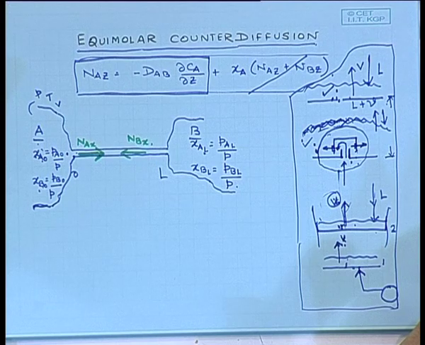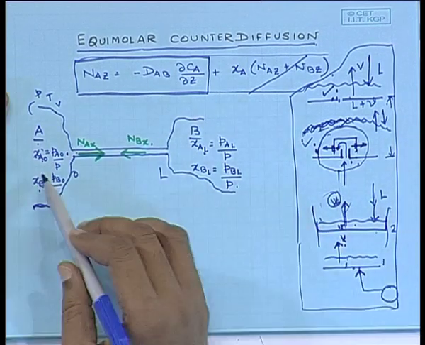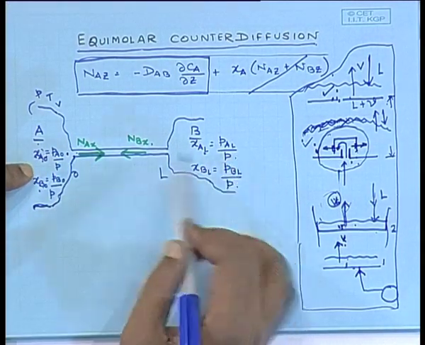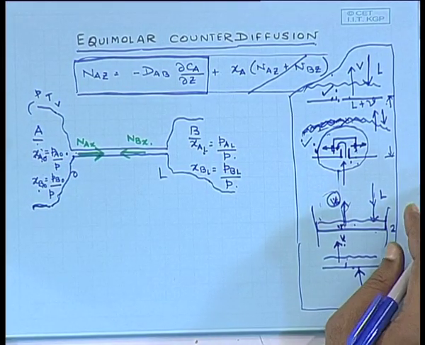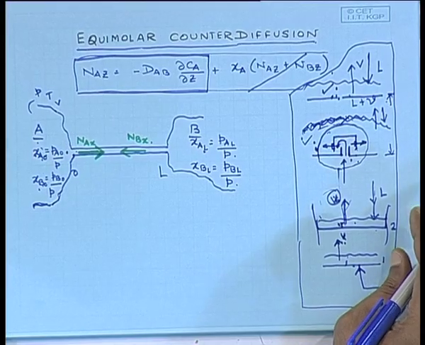So, both sides vapor is there, means only gas. You have gases on both sides, no liquid in this case. So, if you are having a condition of equimolar counter diffusion, then the right hand side would be 0 and we can simply use NAZ is minus DAB dCA del Z.